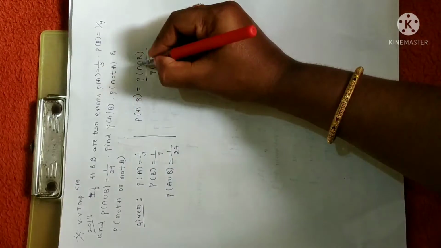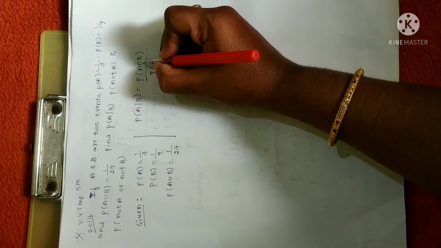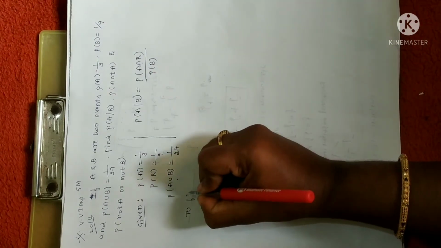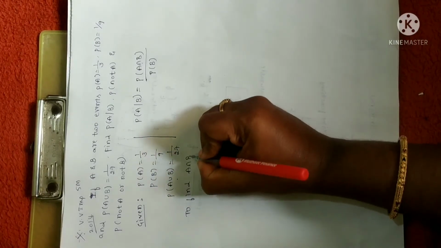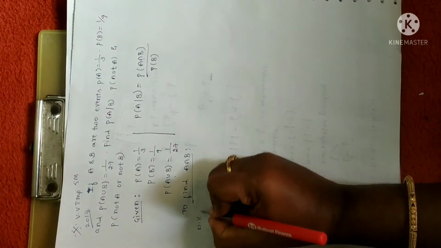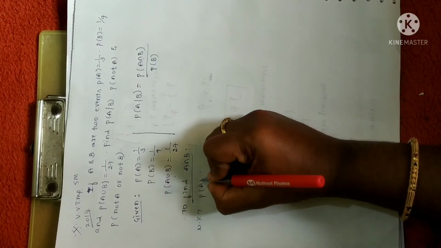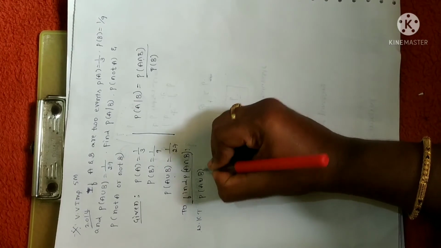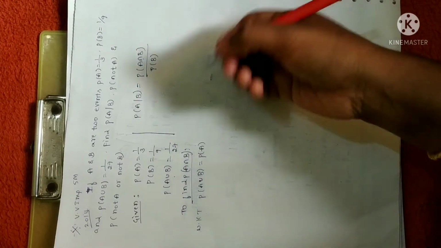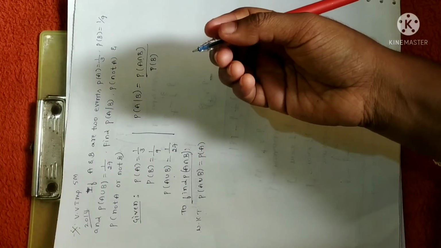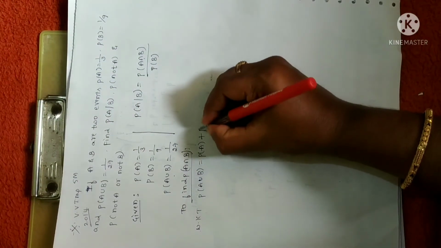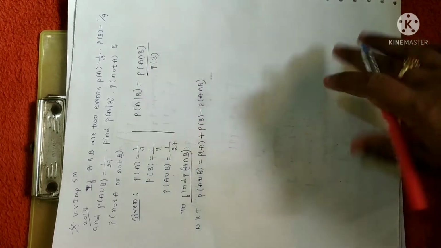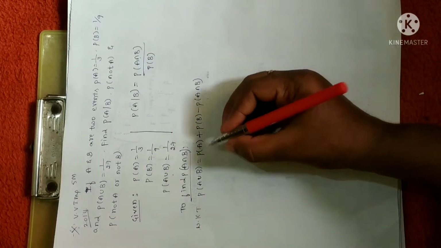Now the given data is A union B, but we don't know the value of A intersection B, right? So we have to find A intersection B. I'll just write here, to find A intersection B. Which formula can we use? We know that probability of A union B is equal to, by the laws of probability, probability of A plus probability of B minus probability of A intersection B. I have used this formula n number of times in the previous problems. Hope you remember this.